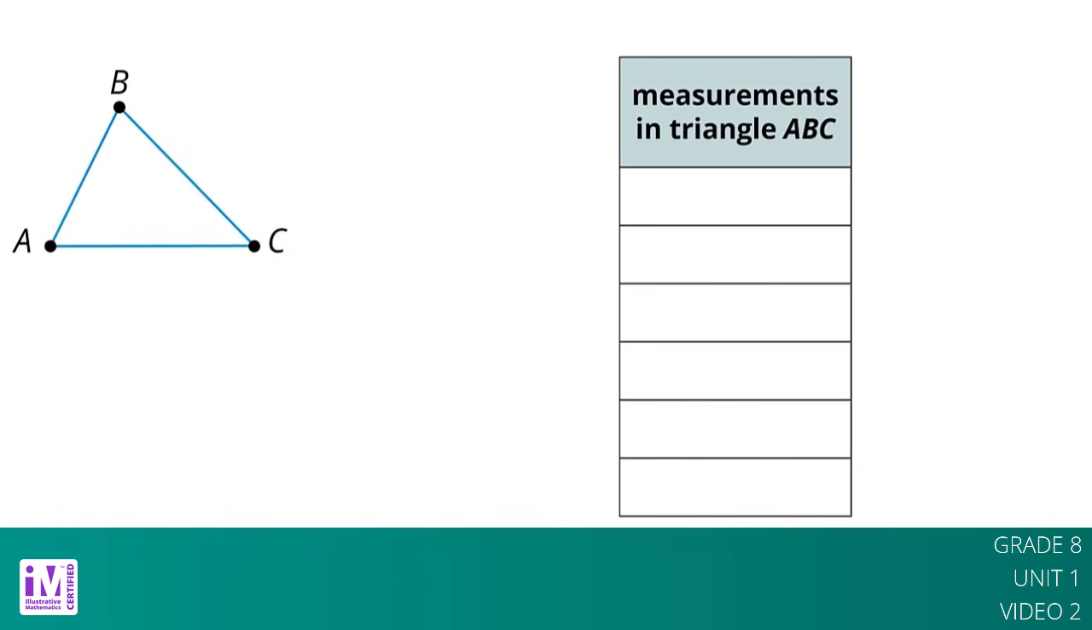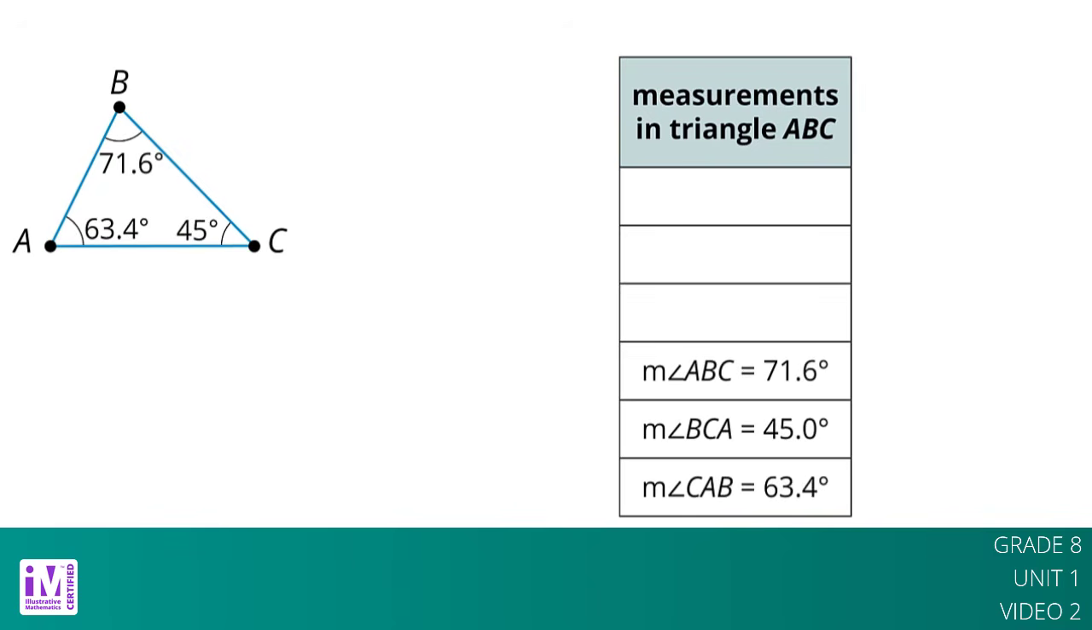Earlier, we learned that a figure and its image have corresponding points. With a rigid transformation, figures like polygons also have corresponding sides and corresponding angles. These corresponding parts have the same measurements. Here's a triangle ABC and the measurements for its 3 angles and 3 sides.